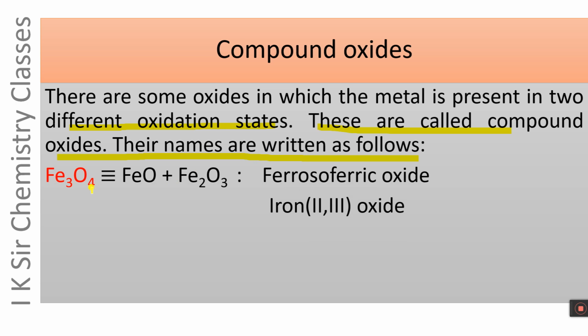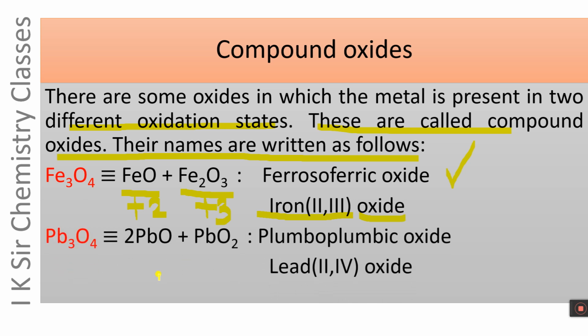Fe3O4 is actually made up of FeO and Fe2O3 in oxidation state +2 and +3 respectively. FeO is ferrous oxide and Fe2O3 is ferric oxide. Therefore, the name of Fe3O4 is written as ferroso-ferric oxide. Ferrous oxide plus ferric oxide give ferroso-ferric oxide, and its IUPAC name will be iron(II,III) oxide.